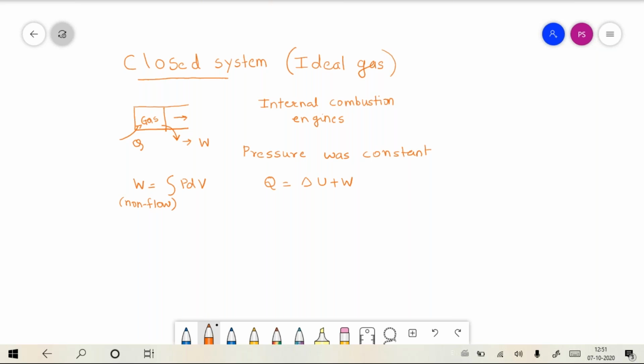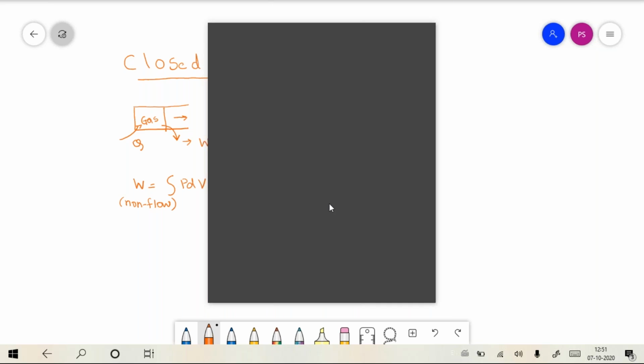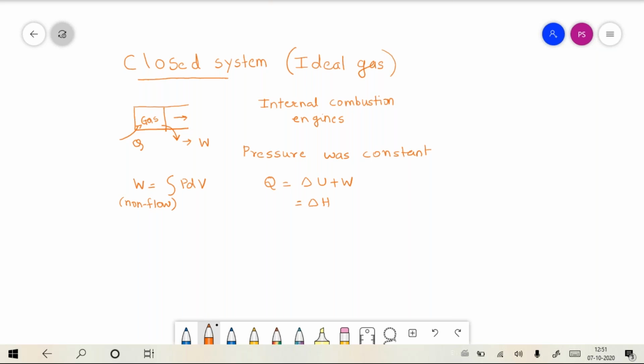And we talked about the representation of the constant pressure process on a pressure volume diagram. And we said that if you represent the constant pressure process on a pressure volume diagram, then that would be a horizontal line. And the area under this process line, the constant pressure line, would represent the work transfer. This area is nothing but the work transfer, which is nothing but integral of PdV.